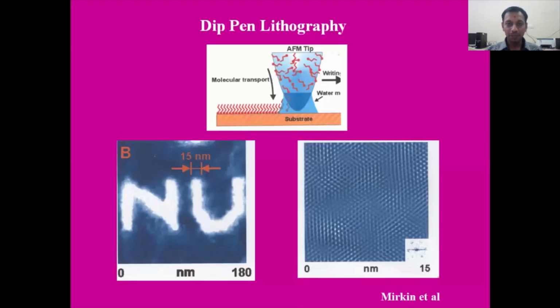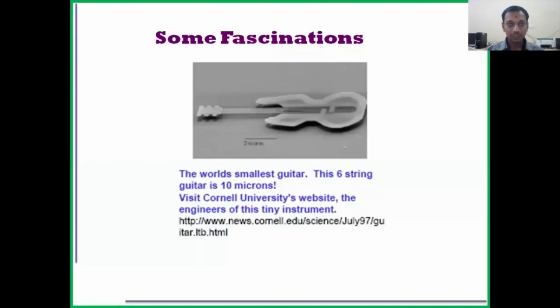Dip pen lithography is a very popular method. You can write, you can say nano writing, nano font. See, this one is 0 to 180 nanometer, and someone wrote NU, and this is the size of 15 nanometer by using this lithography technique. So that is also very good.